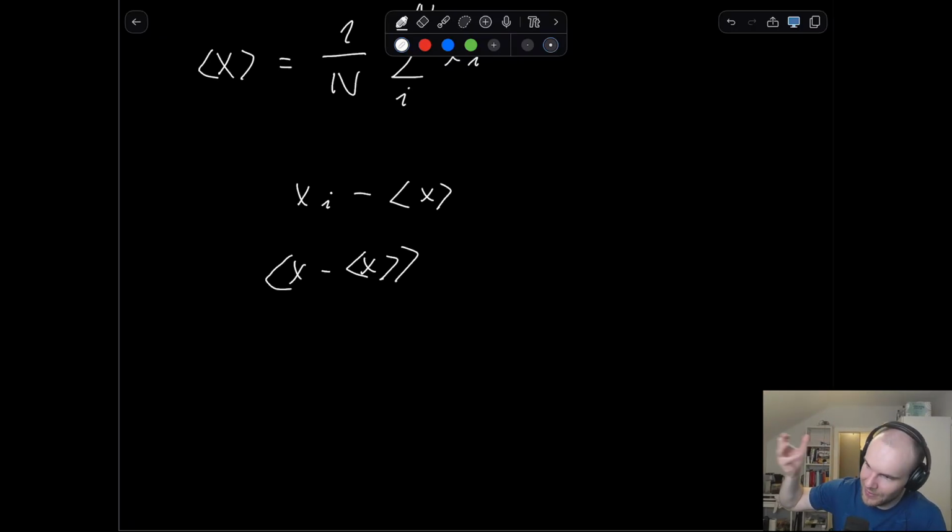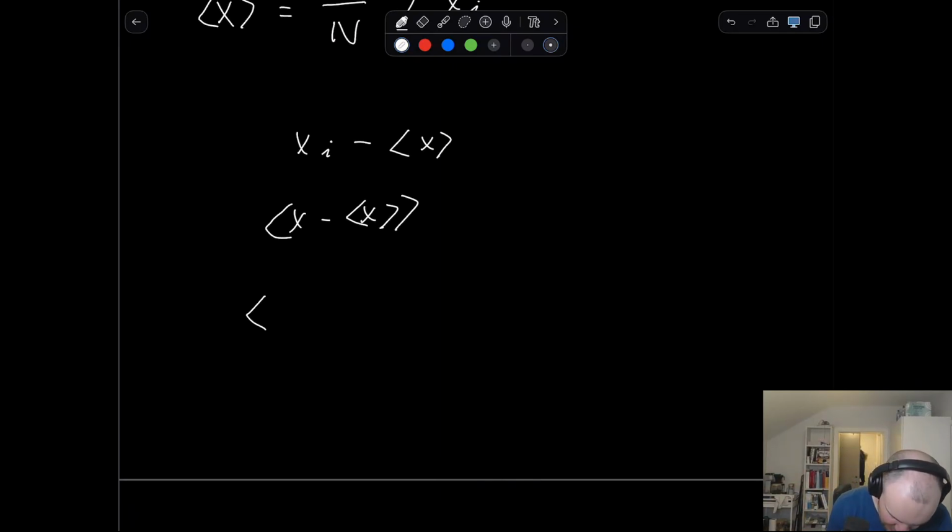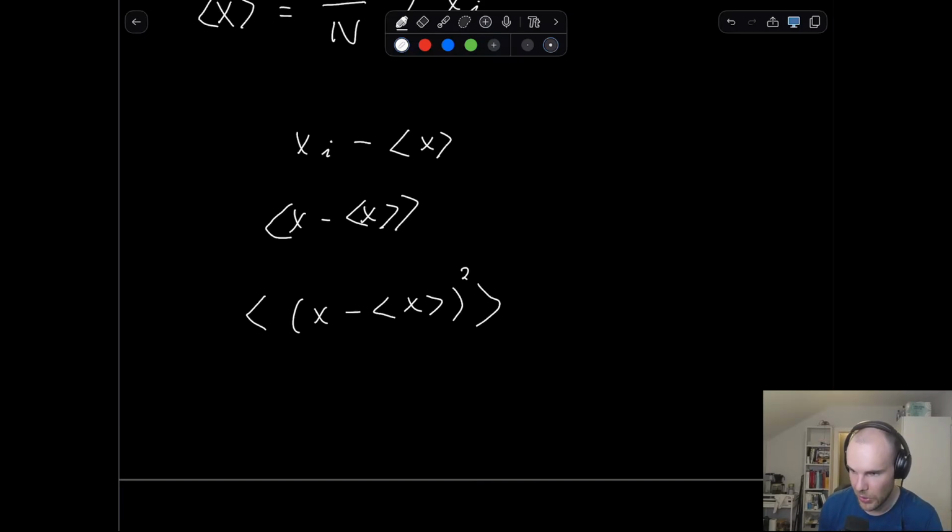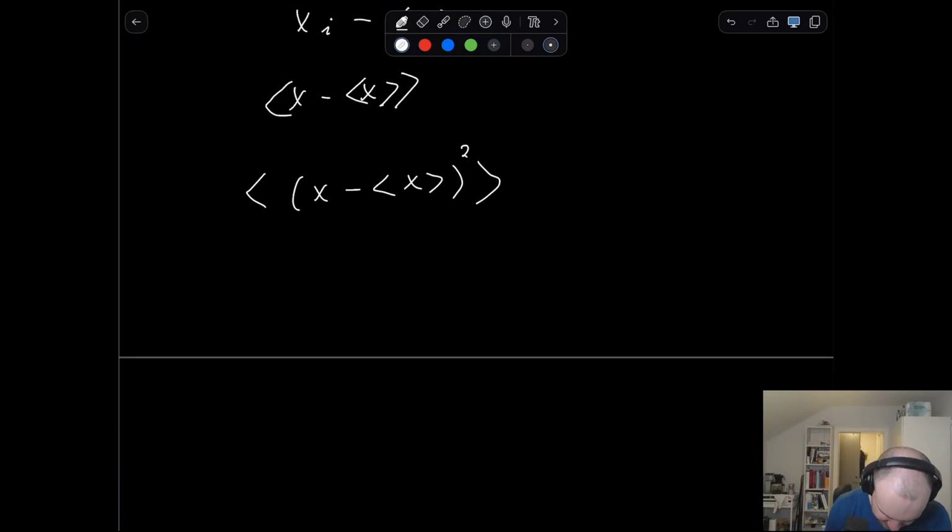But actually, standard deviation is how long we are, so the length from the average, right? So the length from the mean, which means that we should square this guy. So this is the length of x minus x, like that, and like that squared. That is what it is. Okay, perfect. Now we can calculate this guy. This guy isn't that complicated.